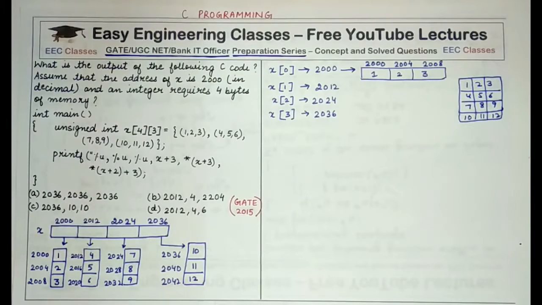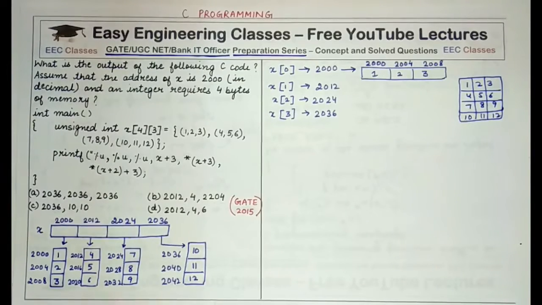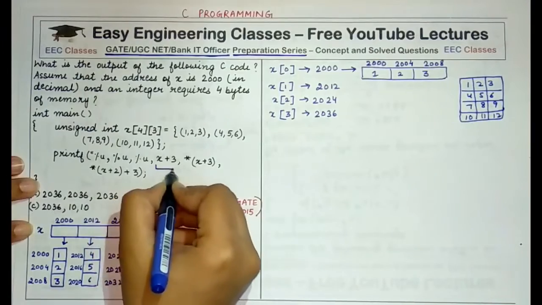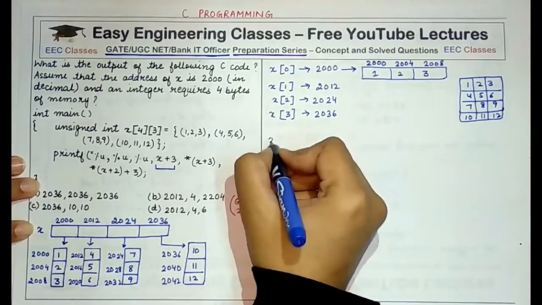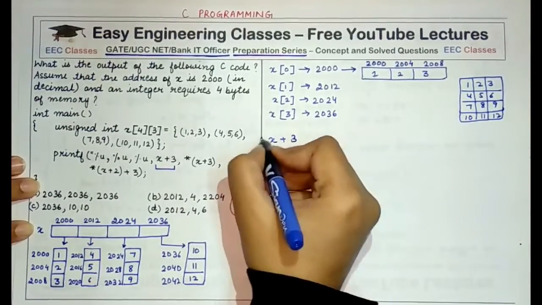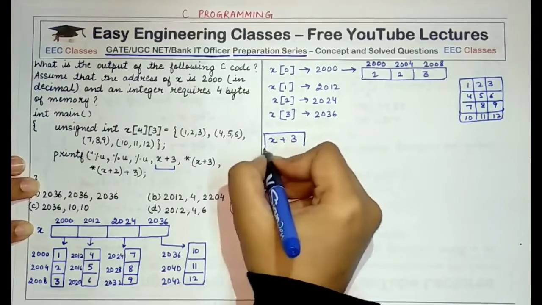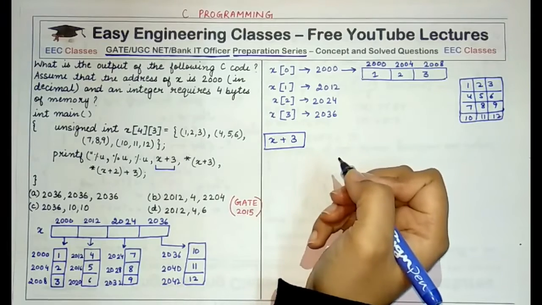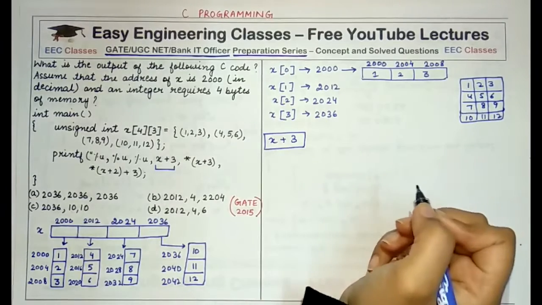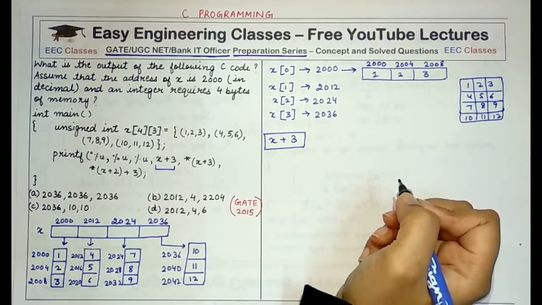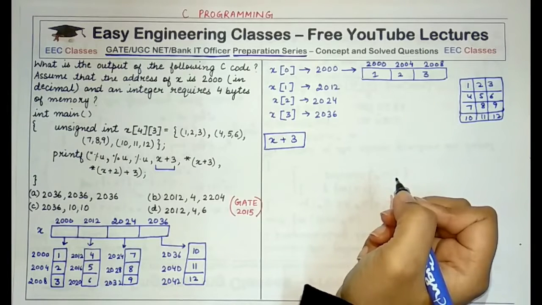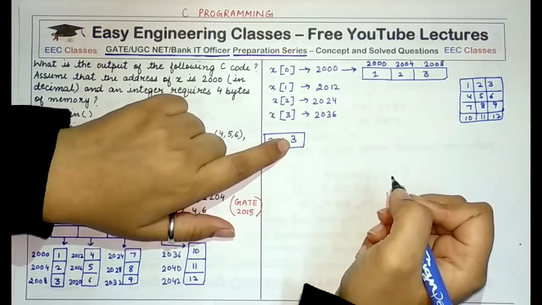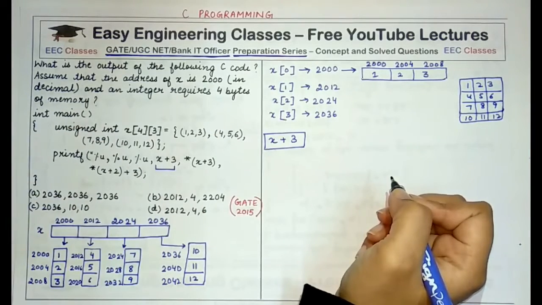So now what is the first printf value that is being asked? The first value that is being asked is x plus 3. Now, one more thing that I would like to explain before we get to the answer is that in case of arrays, whenever you add a particular constant value to any array, the constant that you are adding is not the literal constant value.